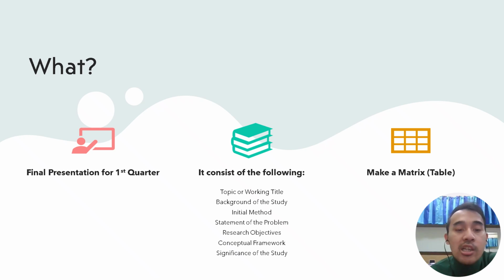It consists of the following: the topic or working title, background of the study, initial method, statement of the problem, research objectives, conceptual framework, and significance of the study. In order for you to do it, you need to make a matrix or what we call a table.